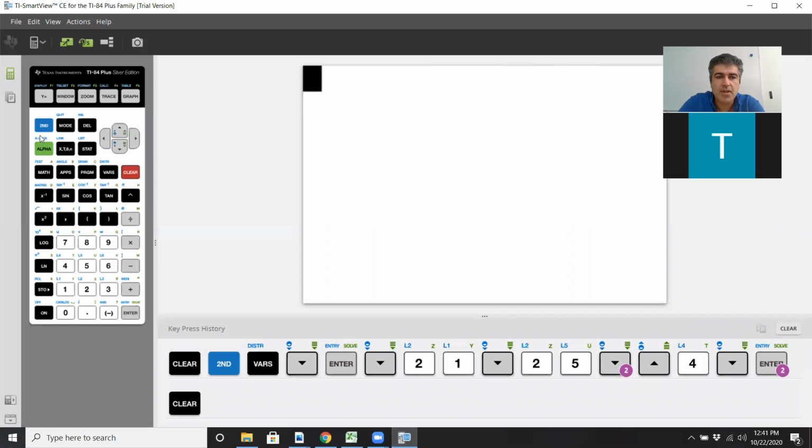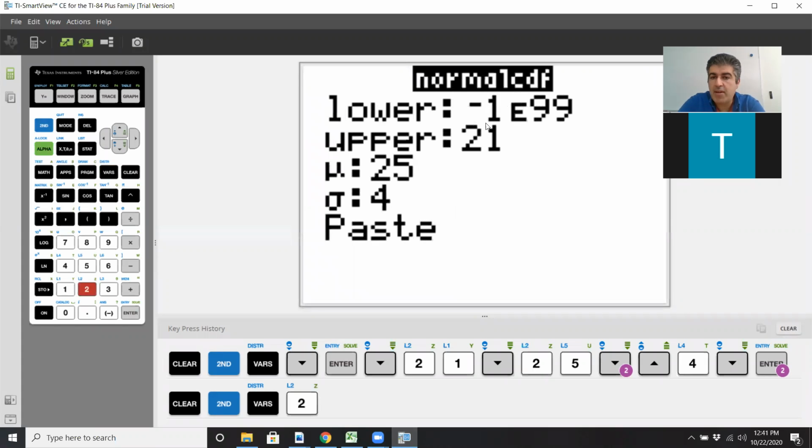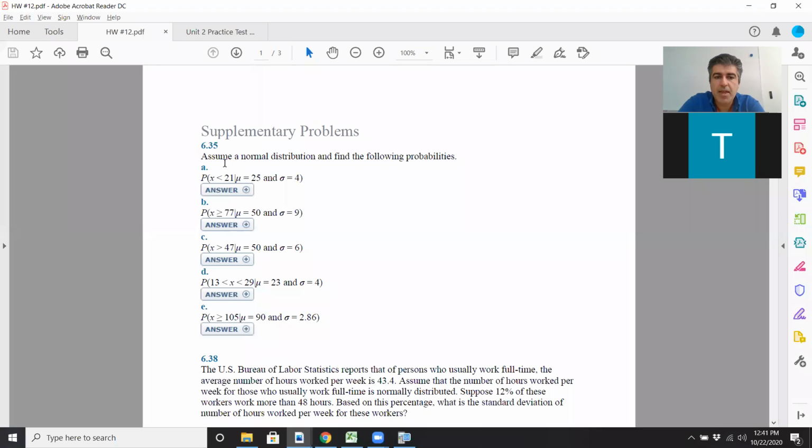If I repeat what I just did, normal CDF, so I have to call up second bars, option 2, and I made the lower -1 E99 and the upper 21 because the question is asking for the probability that a score is less than 21 with a mean of 25 and a standard deviation of 4. What's the probability that our score is less than 21 with these parameters?